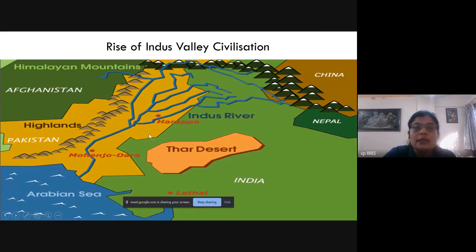If you see here, the Indus River starts from the mountain region, the Himalayan mountains, and then it flows through the region of Pakistan, the area which is now in Pakistan, but before it was in India. And then it merges with the Arabian Sea. And if you see, these houses around are all the houses of that civilization. Can you see it is spread across such a huge area? And that is around the Indus River.